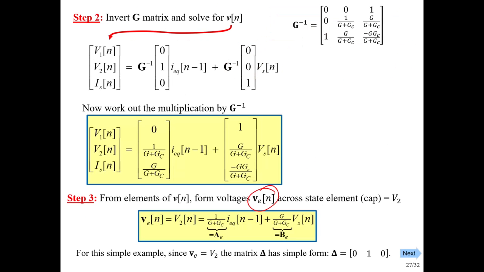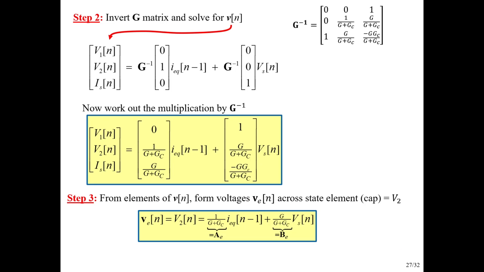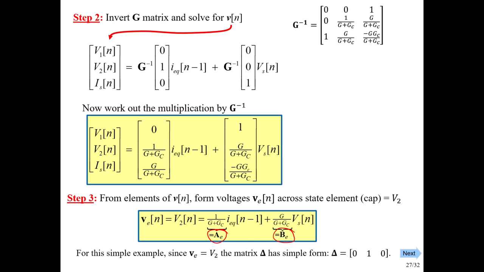And so rather than going to any great extremes of thinking about what that delta matrix looks like, it's just V2. So V2 is going to be this times that and this times that. And so now this is symbolically what we called A sub E and B sub E.